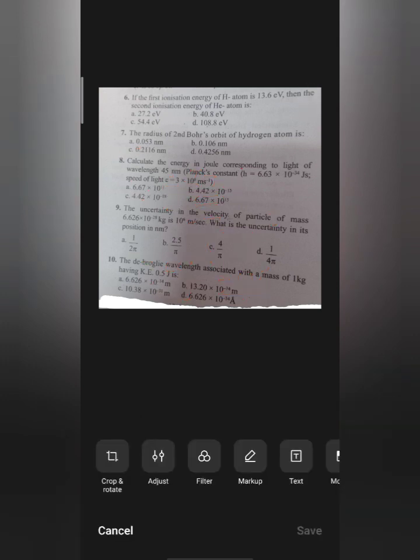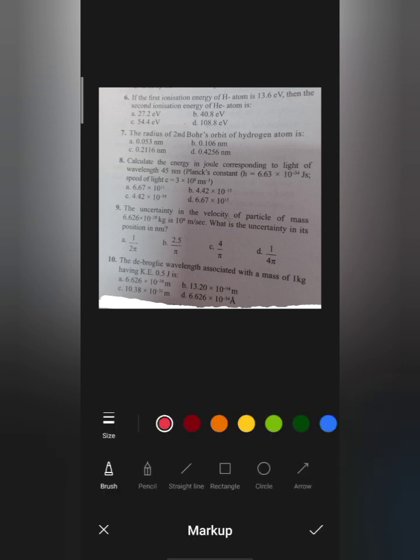Now question number 8. Calculate the energy in joule corresponding to light of wavelength 45 nanometer. That means you have to calculate energy and you have the wavelength. So we know the formula of energy in terms of wavelength, E equals hc by lambda. By putting all the values, you will get 4.42 into 10 raised to power minus 18 joule. That means option C is the correct answer.